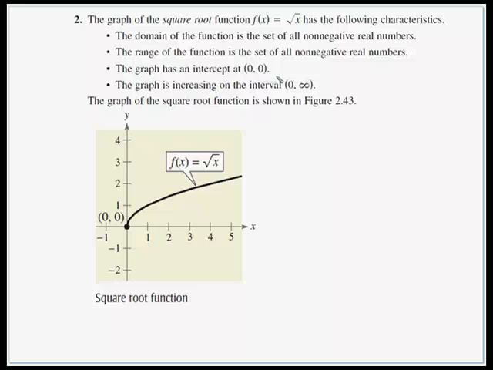We do have an intercept right at the origin, 0, 0. The square root of 0 is equal to 0. The graph is always increasing from 0 to infinity. Starting here, it starts out pretty steep, but it starts to level off. But it is always increasing, no matter how far over we go.